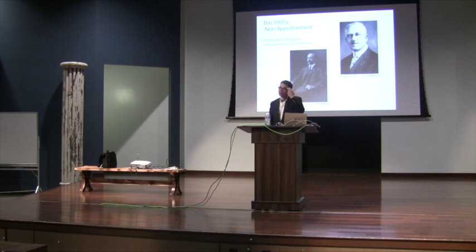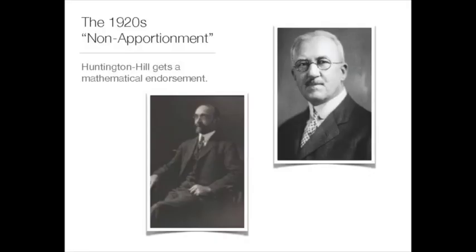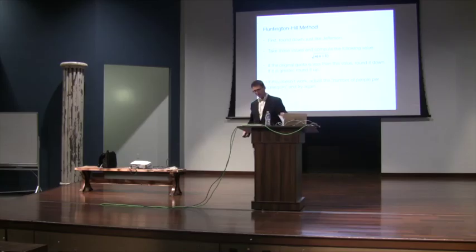In the 1920s, we had a problem. After the 1920 census, no new apportionment was done in Congress, because Congress, surprisingly, just simply couldn't agree. The only thing they could agree to was to appoint a committee of mathematicians to study the situation and make a recommendation. And universally, the Huntington-Hill method gets a mathematical endorsement. So let's take a look at it.